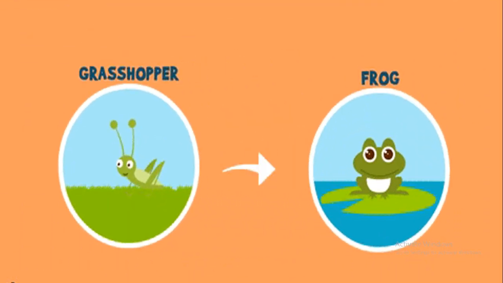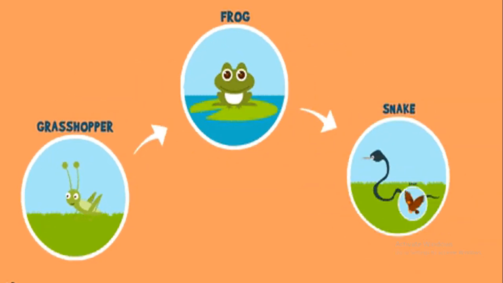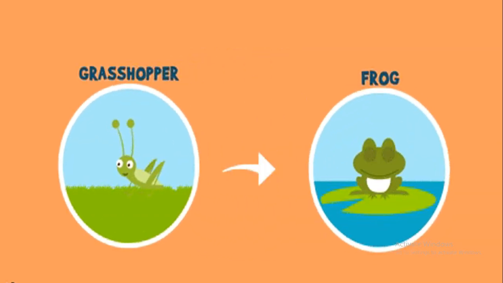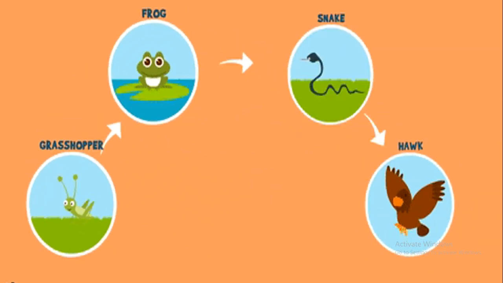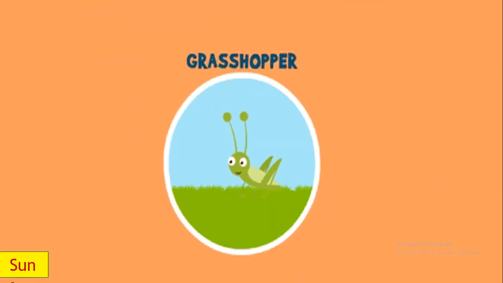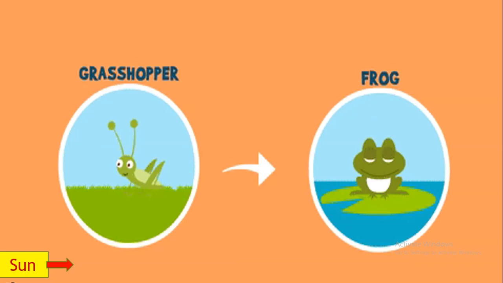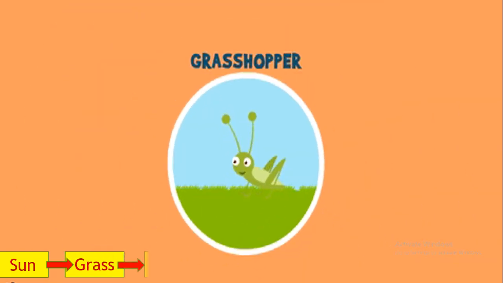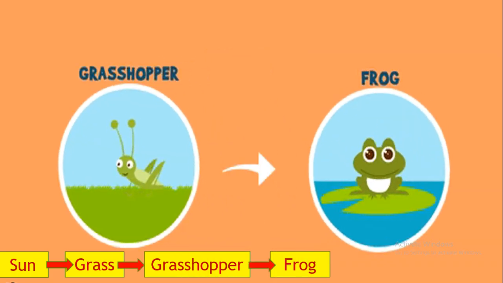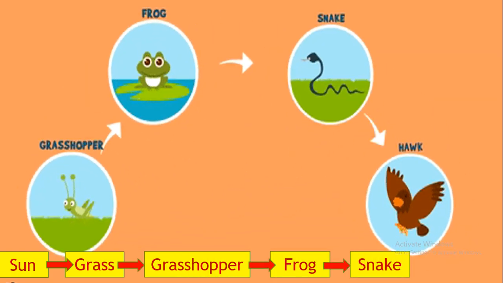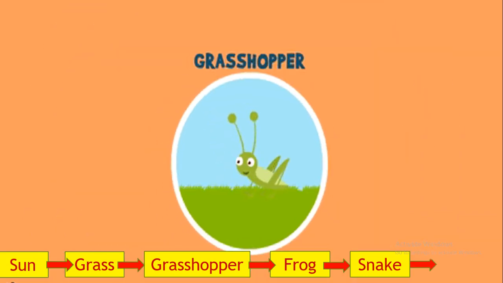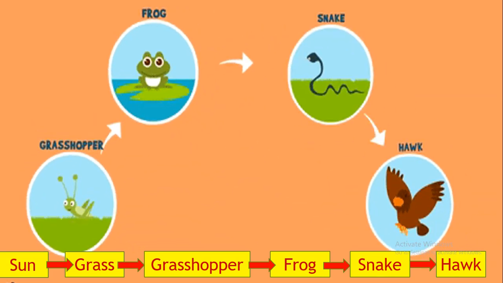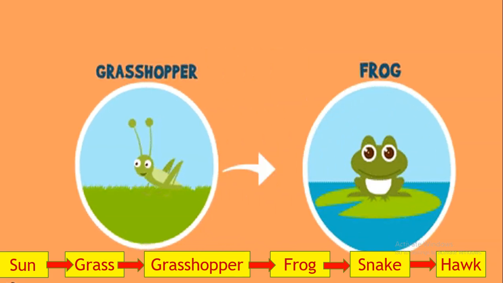Let's take another example. Look at this food chain. Now, food chains begin with the sun. So I'll start with the sun, then, don't forget the arrow, grass, grasshopper, frog, snake, and hawk.